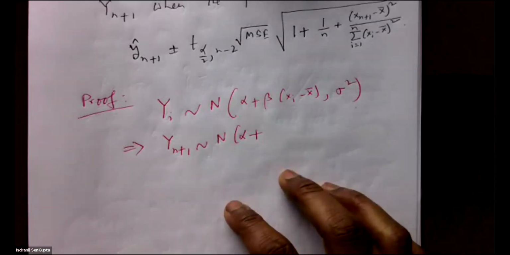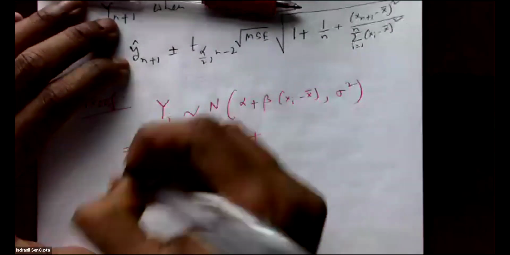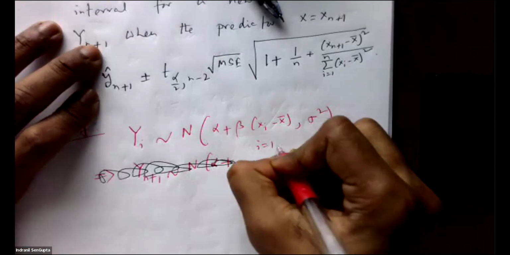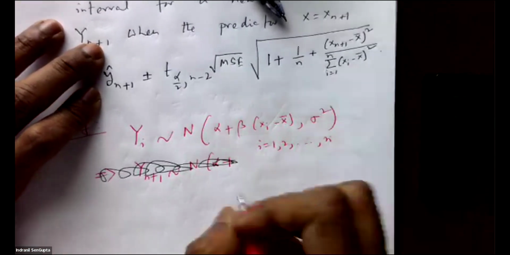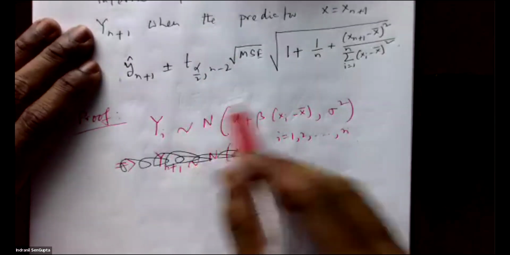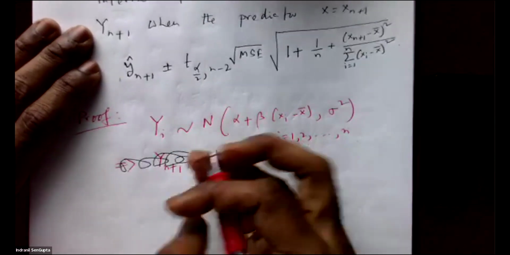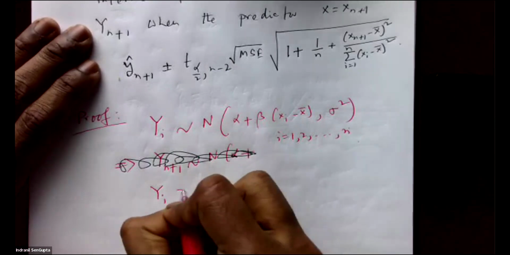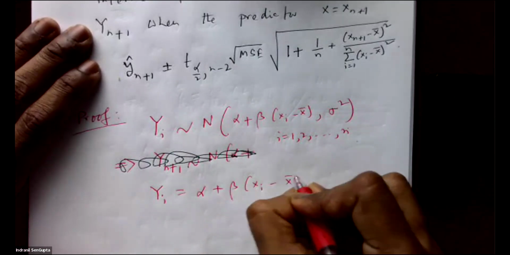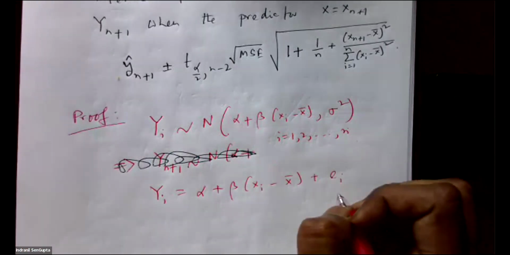Well, let me clarify this one more thing. Before even writing this, this is true for i from 1, 2, 3, up to n, right? And then what do we have? Forget about the new observation. It's for the old observations, right? So this is how we model: we write y_i equals alpha plus beta (x_i minus x bar) plus e_i, right?